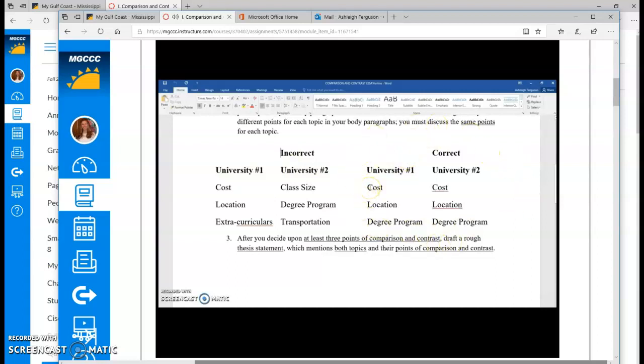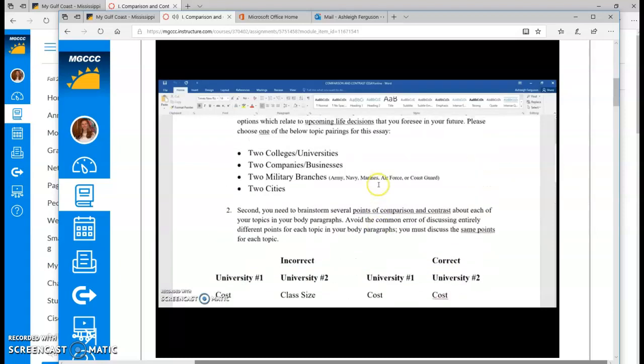The points you discuss about the first topic, university 1, you have to discuss the same point with your second topic, which would be university 2. So you'll notice you'll have 3 to 4 points. They need to be the same points that you discuss about your first topic as you discuss as your second. Don't just choose random points, like with the first topic you discuss these points, and then with the second topic you could discuss completely different ones. That's going to be very inconsistent. I don't want that. You need to be consistent in your discussion of 2 topics in relationship to the same points. Okay, let me scroll back up.